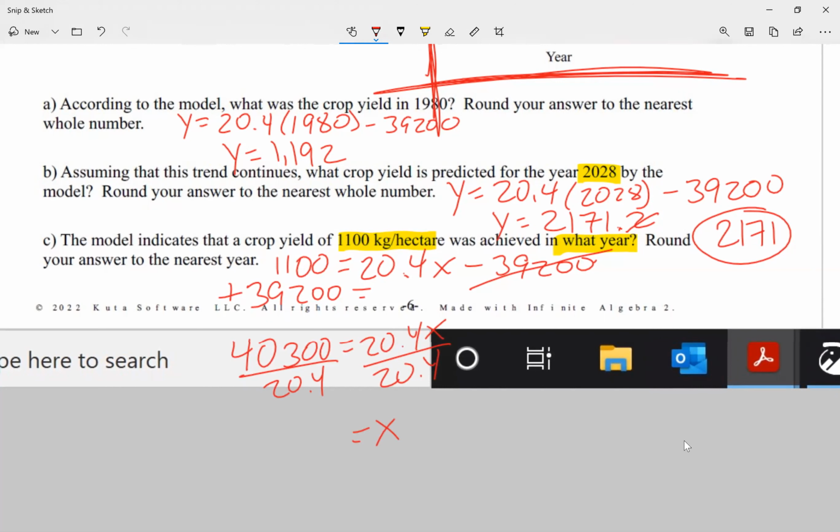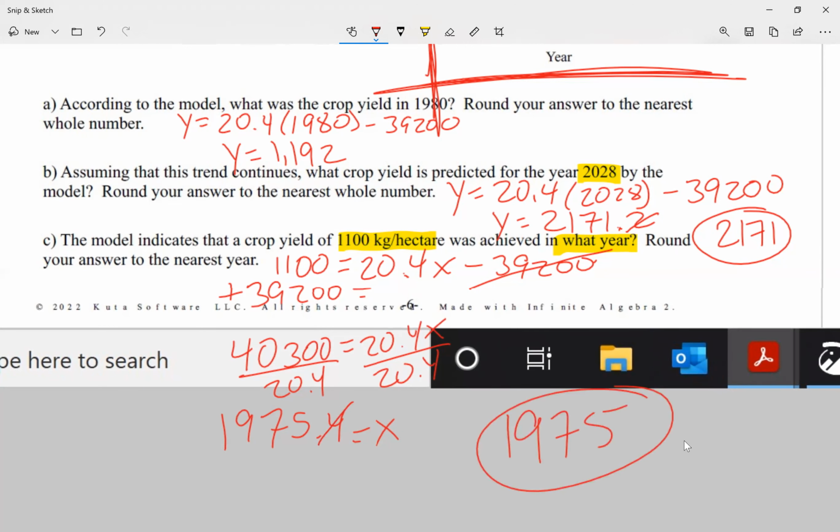This gives me 1,975.4. My instruction says round your answer to the nearest year, so the nearest whole number. My decimal place is a 4, which is too small, right? 4 or less is small. So my answer will be 1,975. If my first decimal place was 5 or more, I would have said my answer is 1,976.